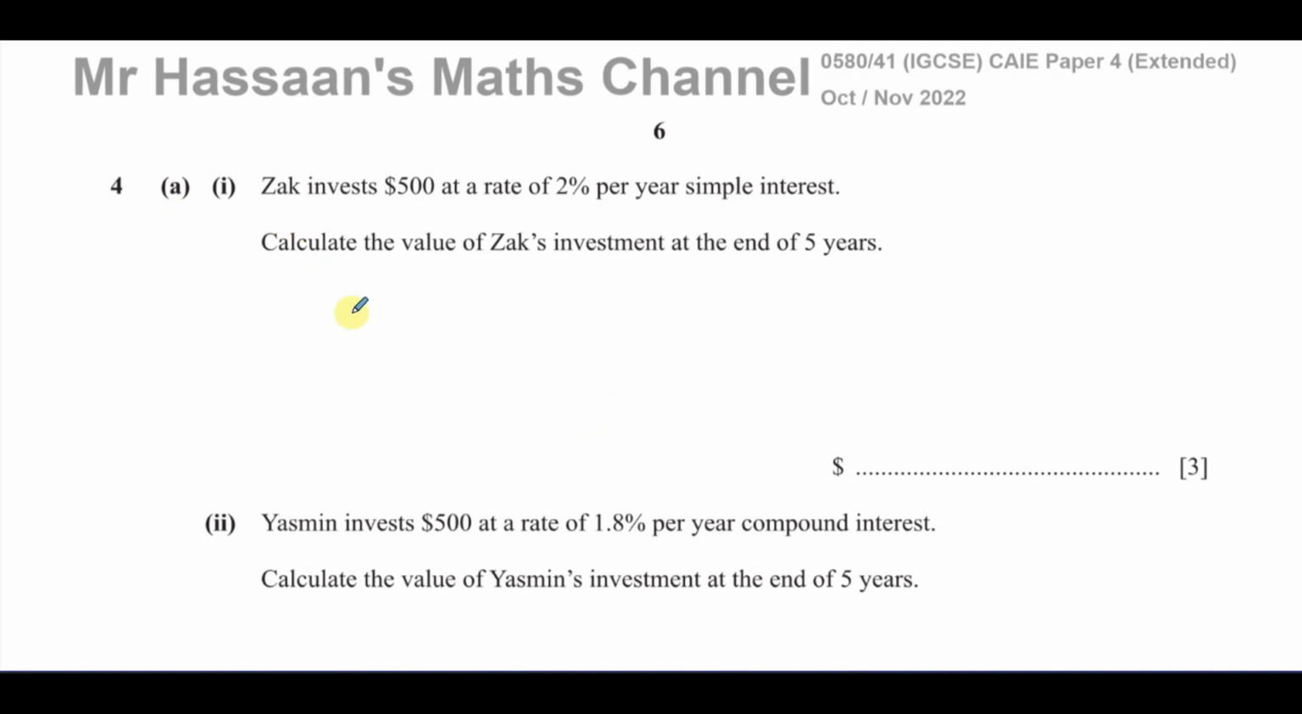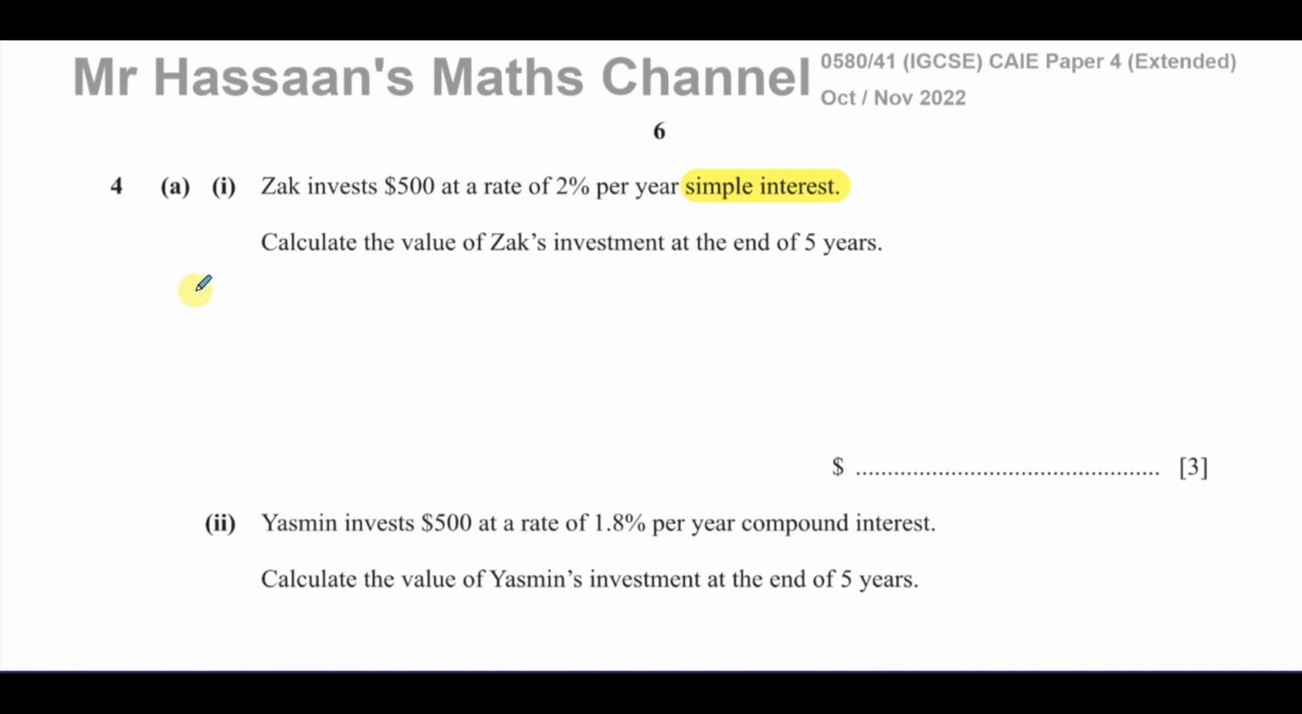So here it says Zach invests $500 at a rate of 2% per year simple interest. Calculate the value of Zach's investment at the end of 5 years. So here we have a question about simple interest. With simple interest, the increase is based upon the original investment all the time.